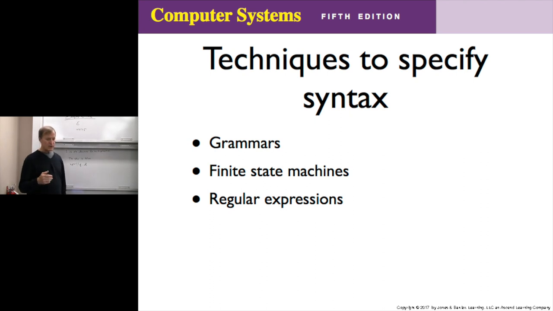So now look, there are three techniques to specify what is a legal string of characters that are in the language. The first one is a grammar, the second one is a finite state machine, and the third one is a regular expression. And what we're going to learn in here are grammars and finite state machines, and we will leave it to the automata theory course for you to learn what a regular expression is. Okay, but these are the three ways to specify a language. And so we'll start with grammars.